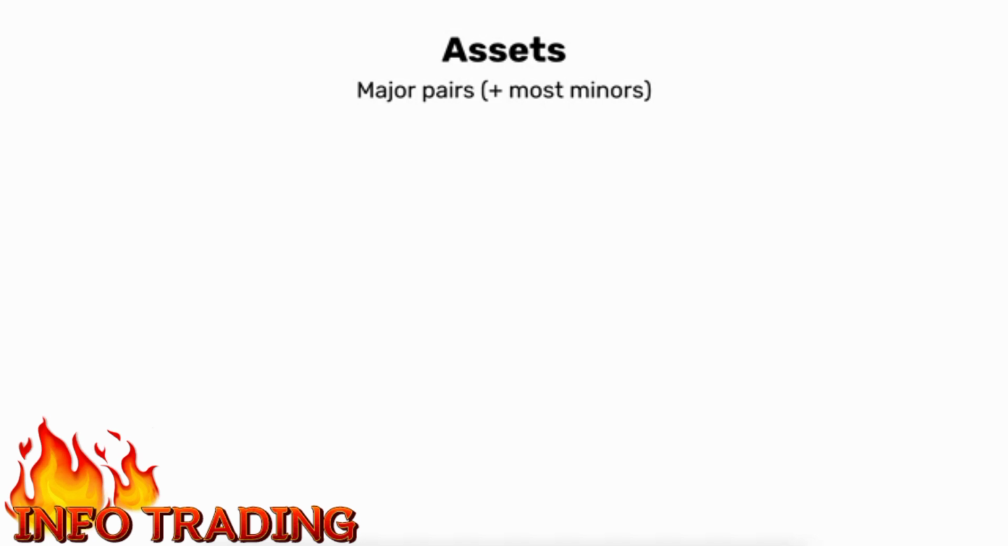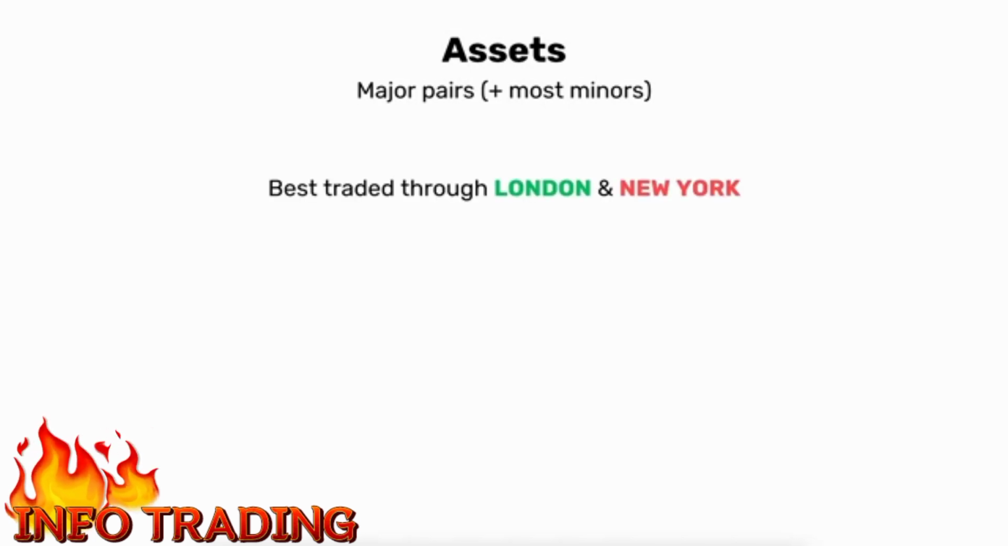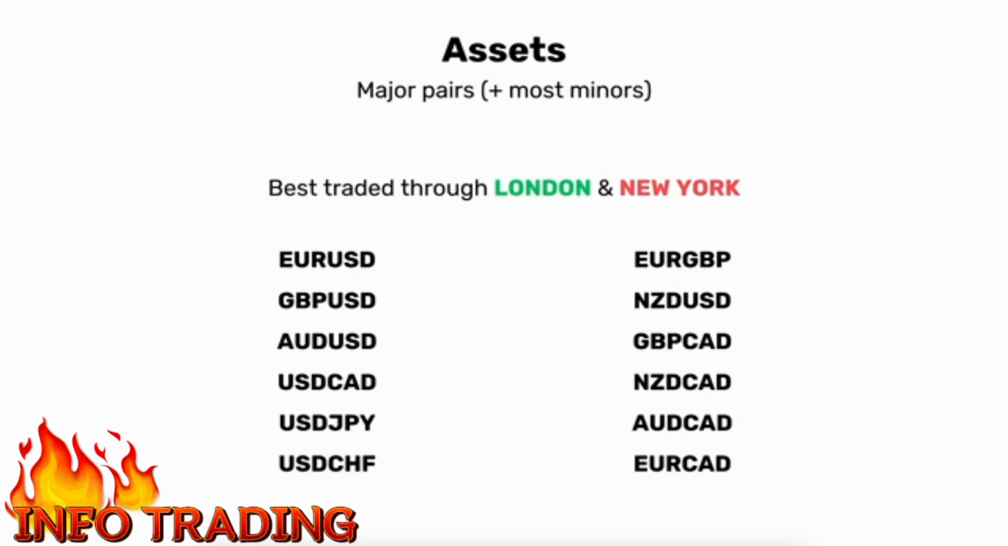So to talk through assets real quick, when we think about major pairs and most minor pairs, so the most commonly traded pairs, these are usually best traded through the London and New York sessions. The list of pairs that trade great through this session are the ones on the screen. I'm not going to read them all out, but also Euro, Swiss franc, and any Swiss franc related pairs are going to be good in this time as well as Norwegian krona and Swedish krona pairs too.